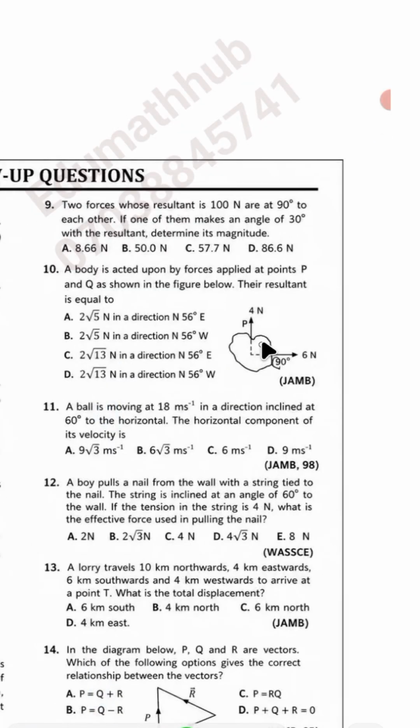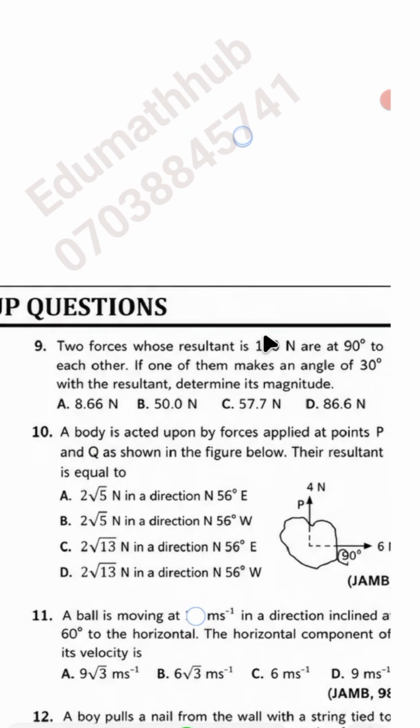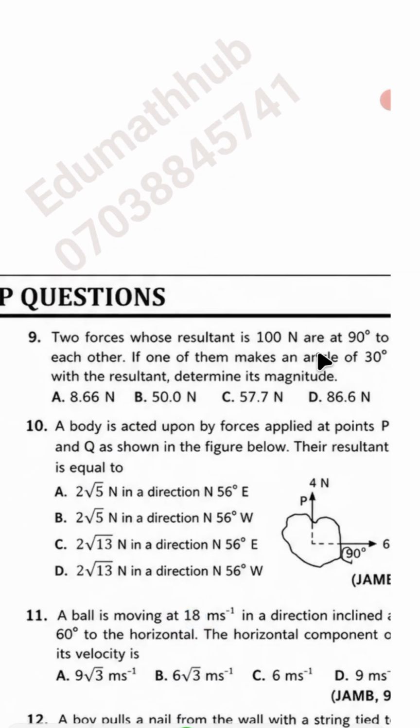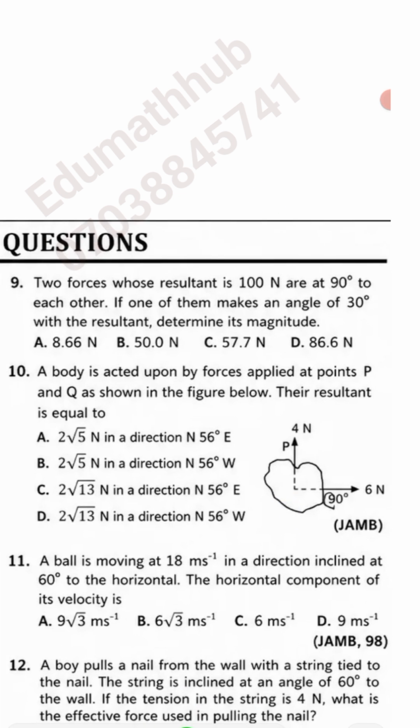Alright, for question 9. We are told there are two forces whose resultant is 100 Newton. Okay, two forces whose resultant is 100 Newton are at 90 degrees to each other. Okay, if one of them makes an angle of 30 degrees with the resultant, you have to determine its magnitude. So you have two forces. The resultant is 100, they are at 90.